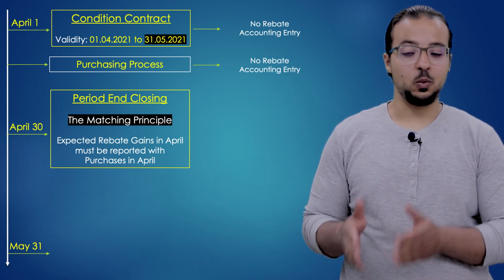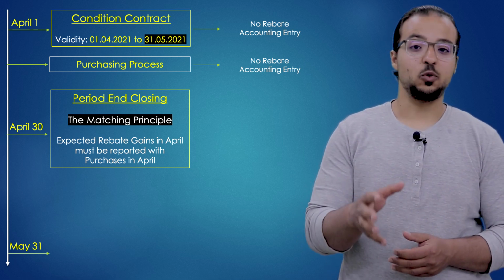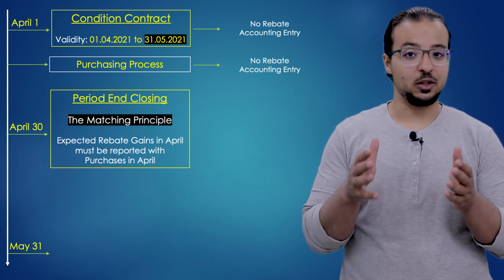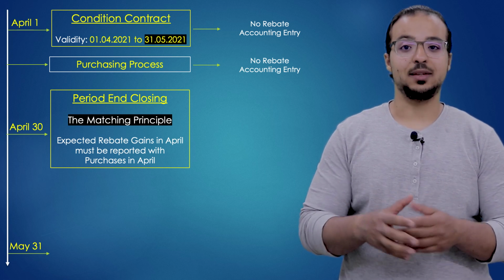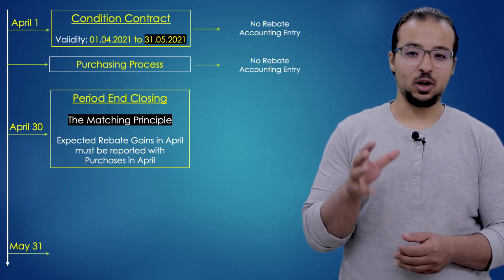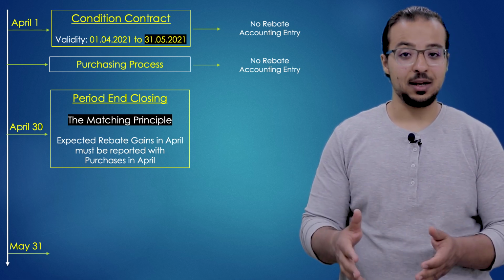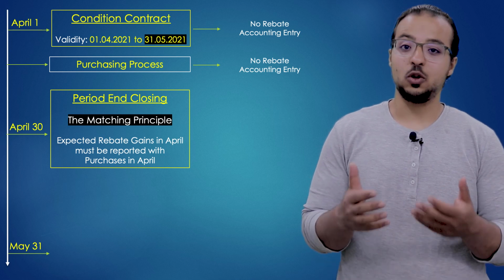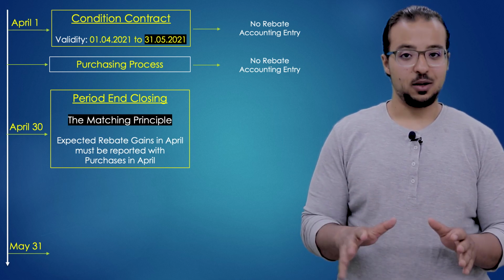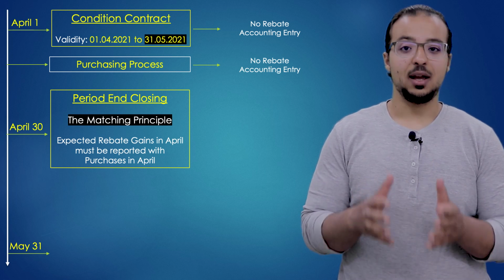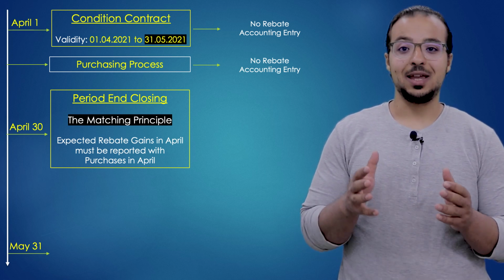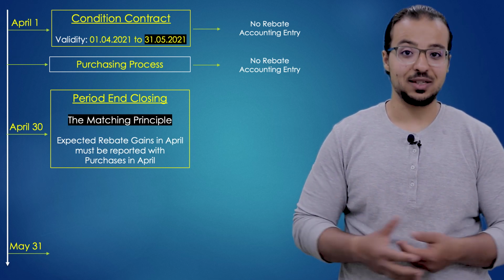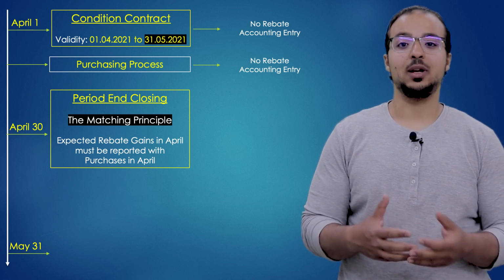And at the end of April, when we do the period end closing, here we have to respect the matching principle, which says that any revenues and expenses related to a period must be reported in the same period, which means that we have to report a part of the rebates gain in the month of April, even though we did not receive any discount yet and we don't even know if we are going to achieve the target. But still, we have to report some kind of gain in the month of April. So here we cannot yet post to the supplier accounts payable because we didn't yet receive a discount. So instead of this, we are going to create an accrual.